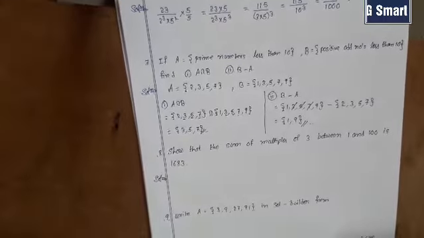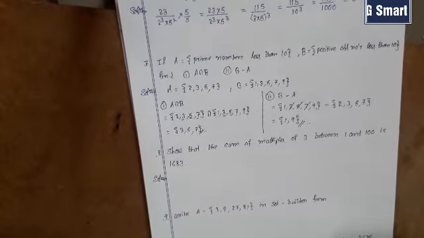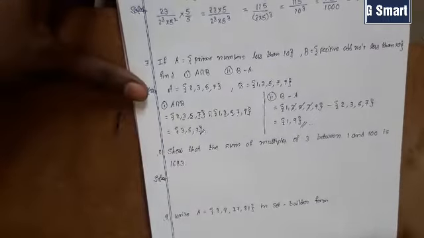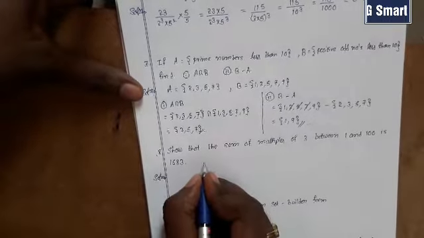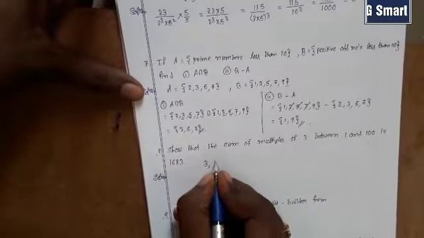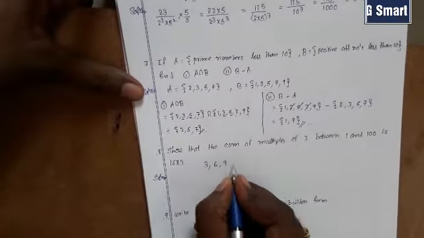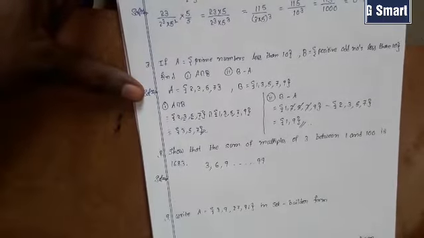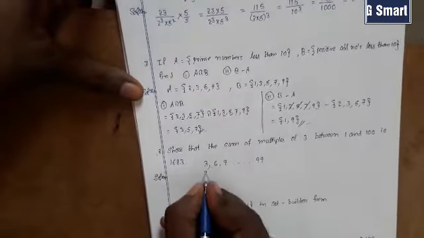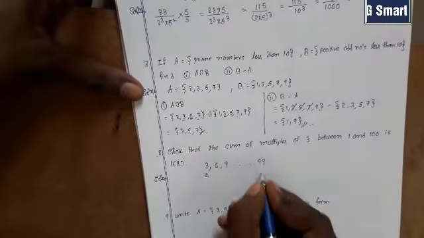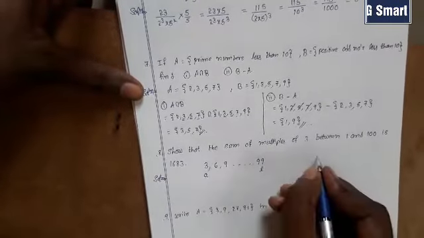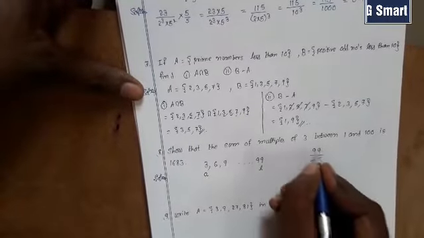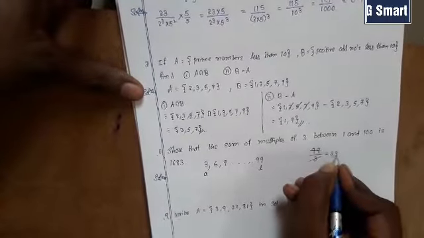So the sum of the multiples of 3 between 1 and 100 is 1683. So let us check. The multiples of 3 are 3, 6, 9 and so on up to 99. Between 1 and 100 the multiples of 3 are these. So this is A, this is L. So total numbers: 99 by 3, that is 33. Means 33 numbers are there.